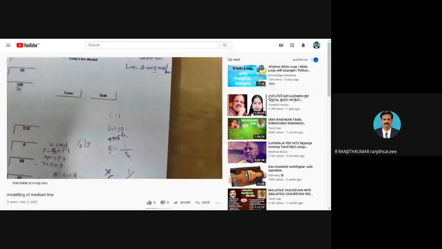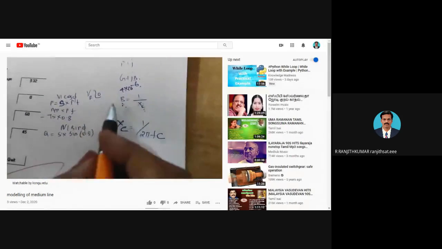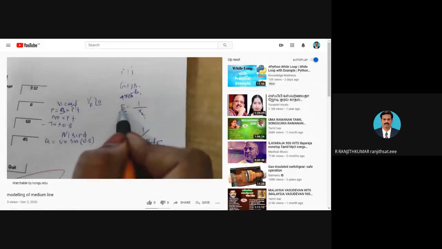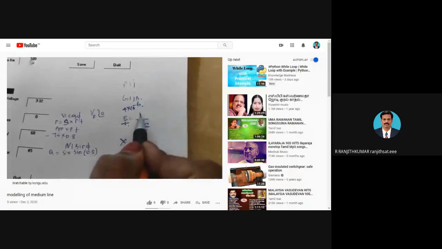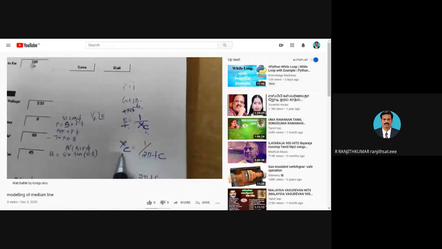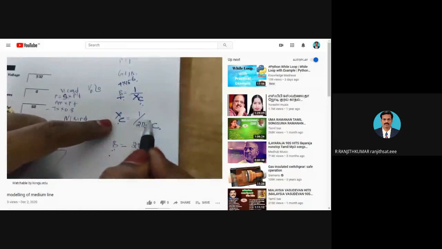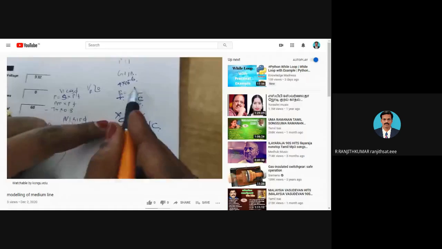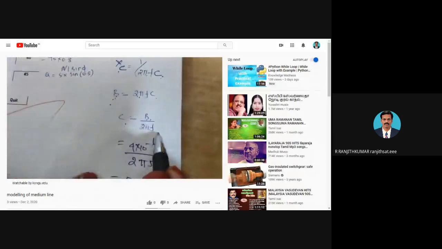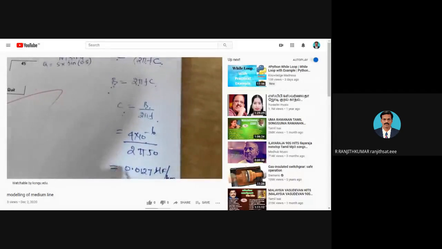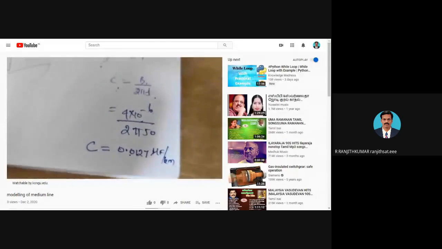Similarly, we have to calculate the value of capacitance also. For capacitance, B is given in the question. B is your susceptance value. The relation between B and capacitive reactance is B is equal to 1 divided by XC. We know that XC is equal to 1 by 2 pi FC. If I substitute XC here, the denominator term will go to the numerator, so B is equal to 2 pi FC. So C is equal to B divided by 2 pi F. B is given in the question, so I am substituting here. I have the capacitance value as 0.0127 microfarad per kilometer.